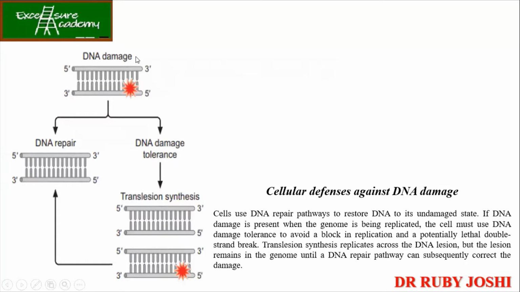So you can see over here, you have the DNA damage. If it is repaired, then it's fine, no problem. Or the second scenario is that the cell is going to tolerate the DNA damage and continue the translesion synthesis. So of course, you're going to have one strand undamaged, the other one carrying the damage, right? This lesion is still present in the genome until a DNA repair pathway or mechanism comes and corrects the damage. Clear? So it has not been repaired, but the replication has continued over here.